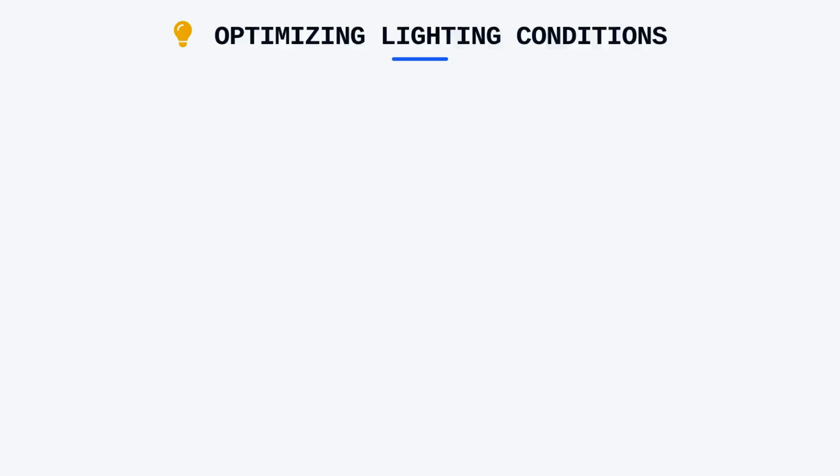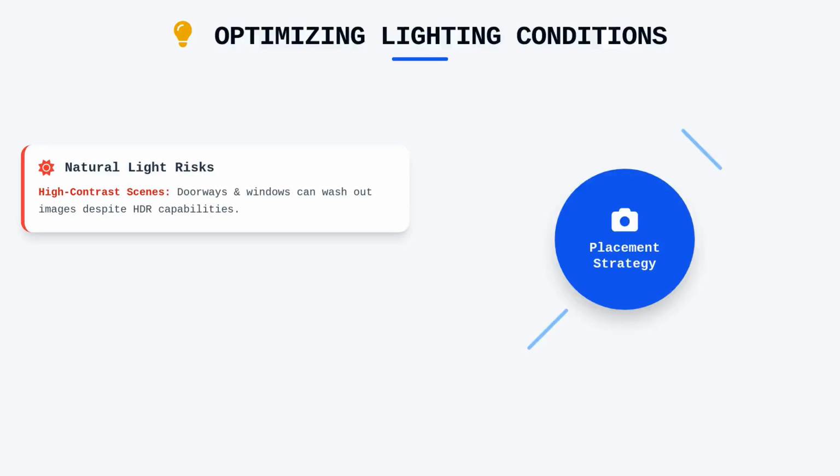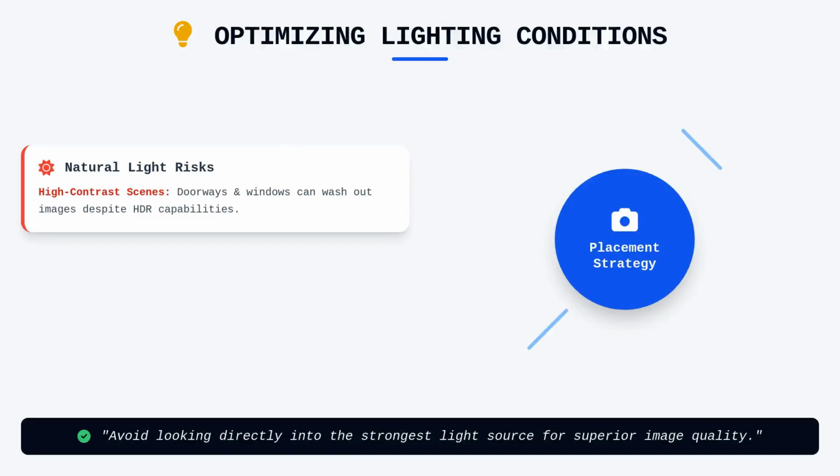Lighting conditions dictate the success of any camera placement strategy, particularly when dealing with natural light. We constantly battle the physics of high contrast scenes where a camera faces a bright doorway or a high glare window, potentially washing out the entire image. While modern hardware handles high dynamic range effectively, it is always superior to place the camera in a position where it is not looking directly into the strongest light source.